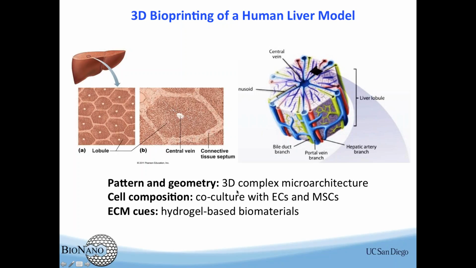So to do that, you need to have complex architecture. You cannot just put a cell with the gel and hope that it's a great liver. Okay. Number two. This tissue model has multiple cell types, right? So we need to create co-culture or even tri-culture models with the liver cells and also the supporting cells. And the last thing, you need to have these extracellular matrix cues. So what kind of material you're going to use will affect the function of the liver.